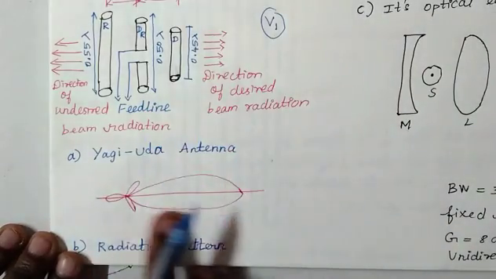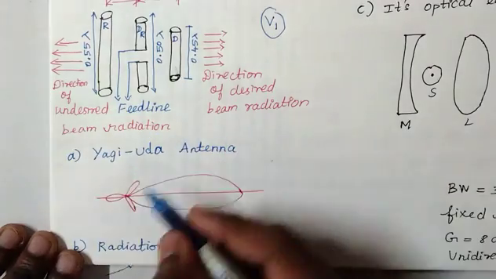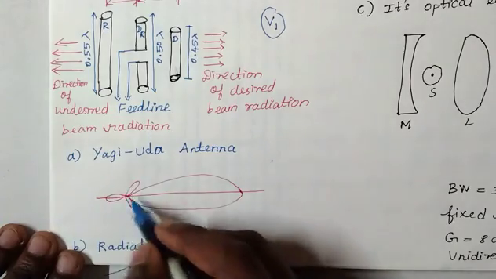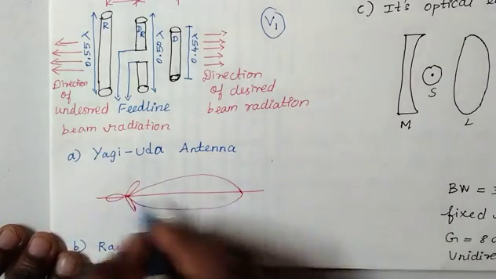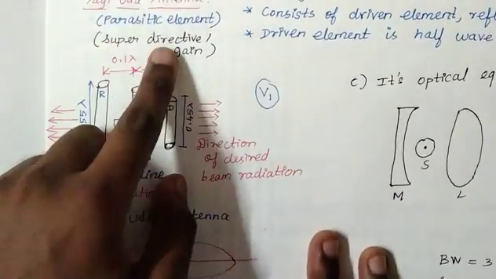When it directs, we will have the radiation maximum in the end fire direction. We will also have some minor back lobe or minor lobes and side lobes. So it is super directive, right? This is why it is known as a super directive antenna.